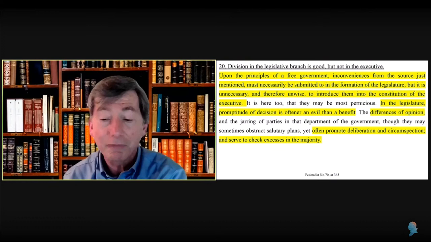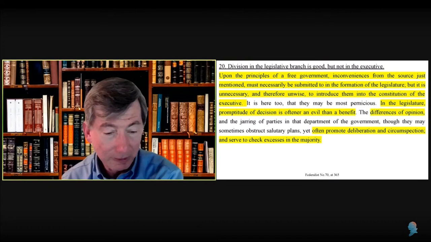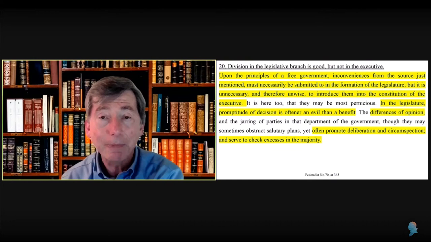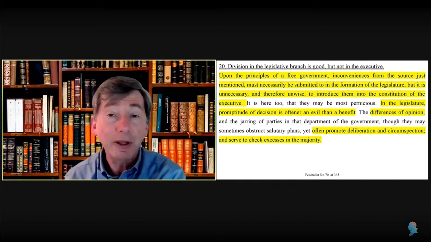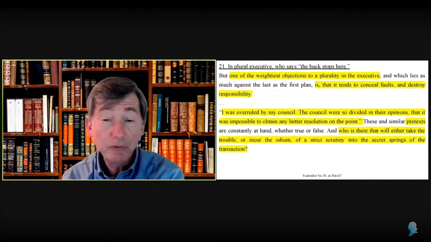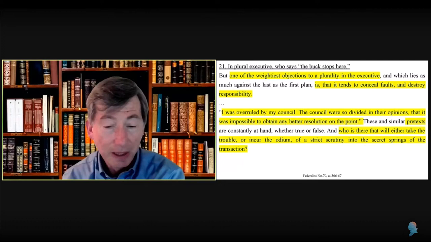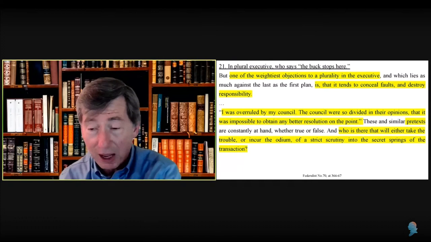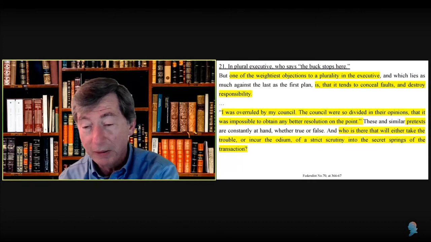They often promote deliberation and circumspection and serve to check excesses of the majority. That is not happening. That's why we don't have the Constitution fully functioning as it's supposed to. In a plural executive, who says the buck stops here? That's a problem. As he says down here, I was overruled. This is if you had a plural council. I was overruled by my council. The council were so divided in their opinions that it was impossible to obtain any better resolution of the point.